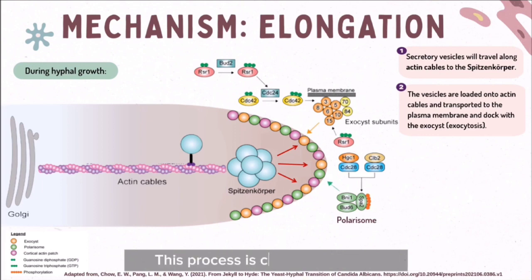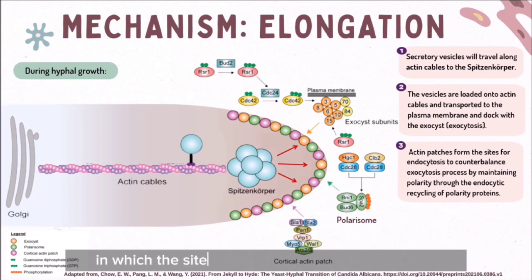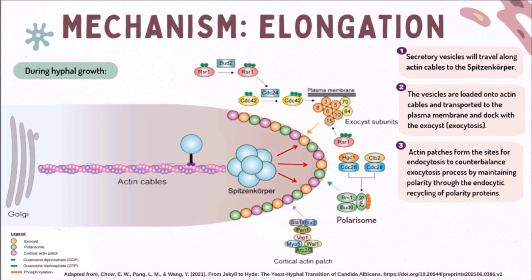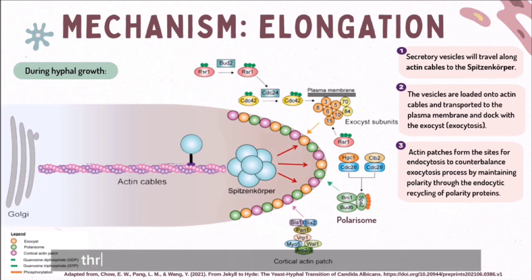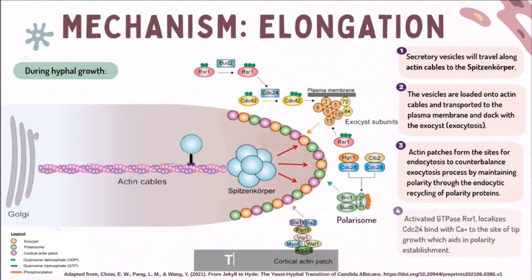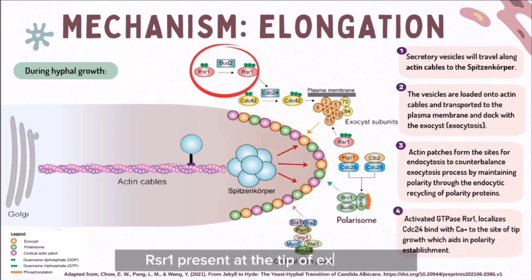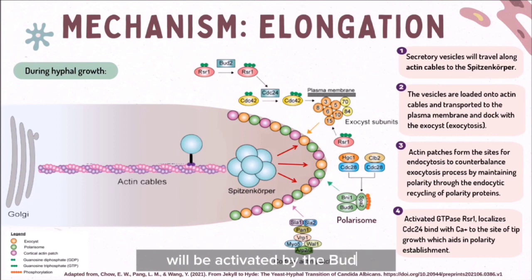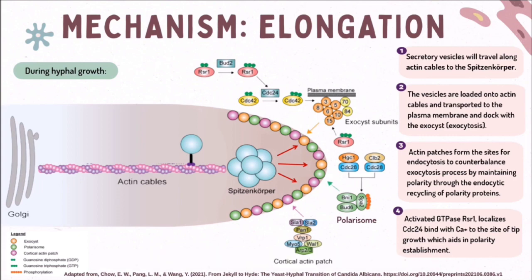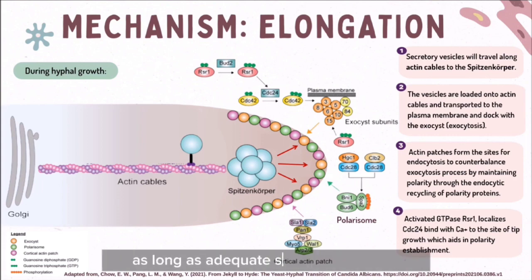This process is called exocytosis and will be counterbalanced by the endocytosis process, in which the sites are formed by the actin patches that occur through the clathrin-mediated endocytosis. Endocytosis maintains the polarity through the endocytic recycling of the polarity proteins from the exocytosis process. The GTPase RSR1 present at the tip of expansion will be activated by BUD2, which will localize CDC24 at the tip, in addition to the calcium bound on it, which aids in the polarity establishment. This process will continue as long as adequate supply is provided, and the requirement for hyphal elongation is fulfilled.